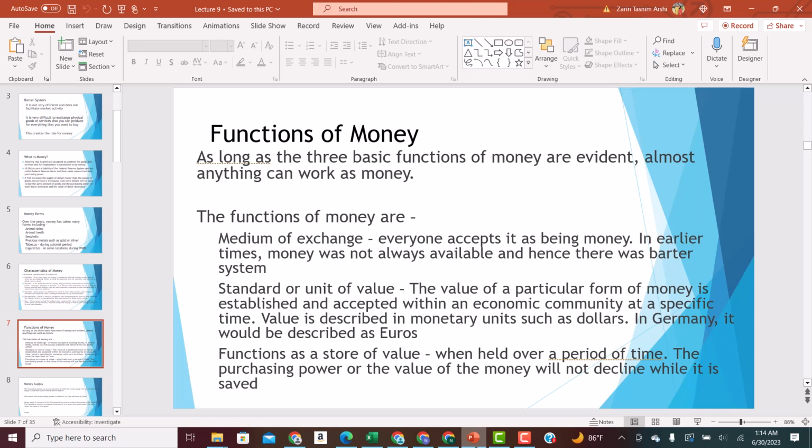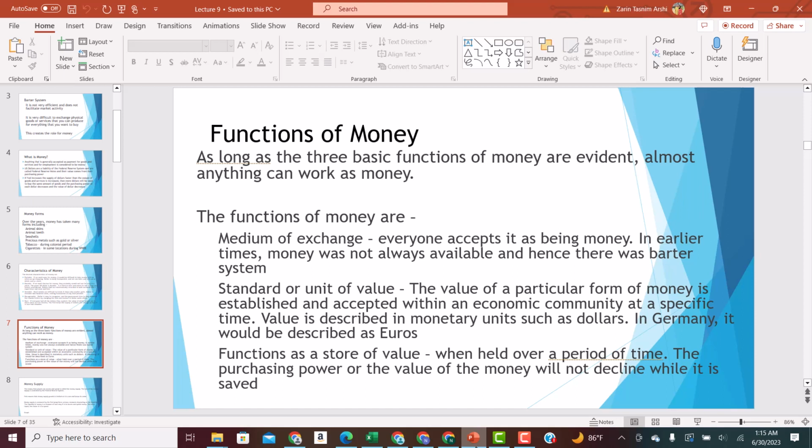The second function of money is a standard or unit of value. It is basically the value of a particular form of money that is accepted and established within an economy. Like in the US, the value of money is established as the US dollar. Value in the US is described in monetary units such as dollars. In Germany, it would be described as euros. So different countries, different locations have different units of value for the money.